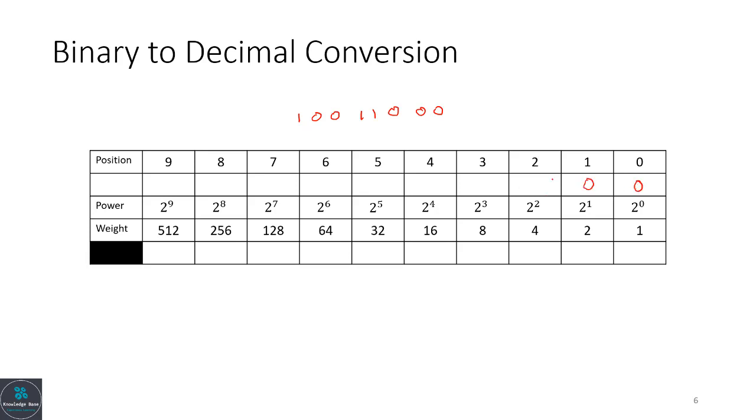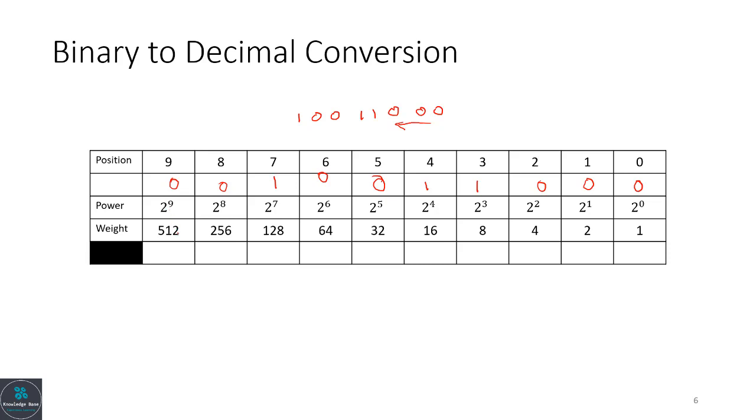Next 0, 0, and this one comes to here. From right to left, we put the number from the 0th position to the leftmost position, right? The rest of the 2 bits I can put 0 because there is nothing. Now, this power is actually base to the power position, and the weightage is the value of this one.